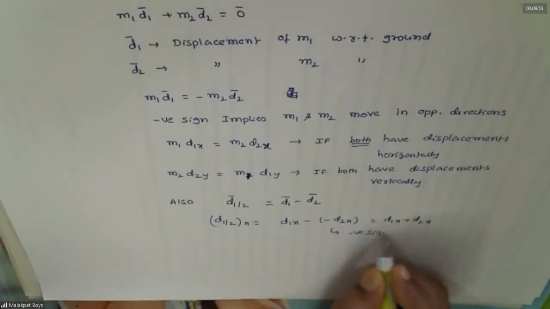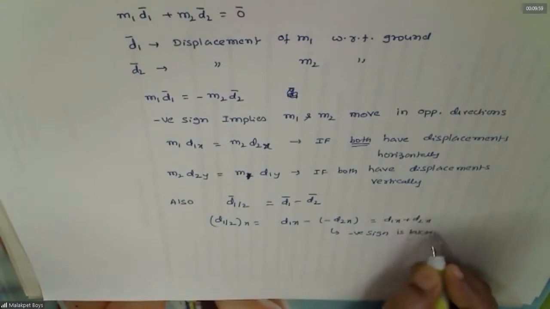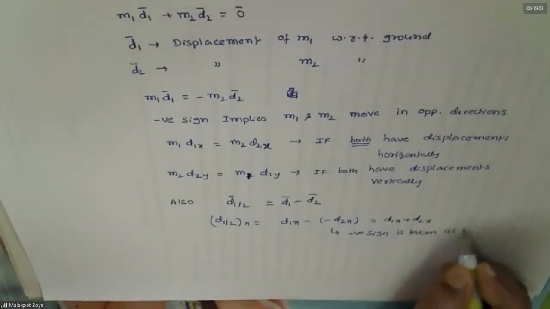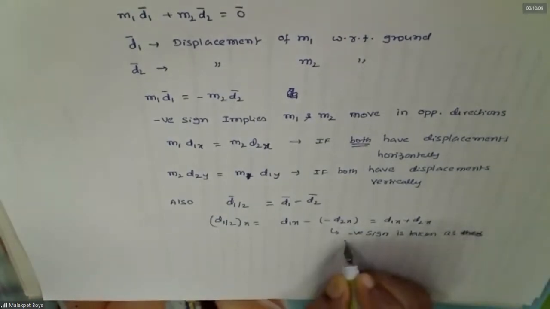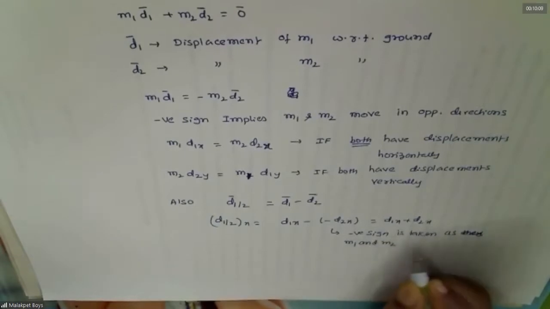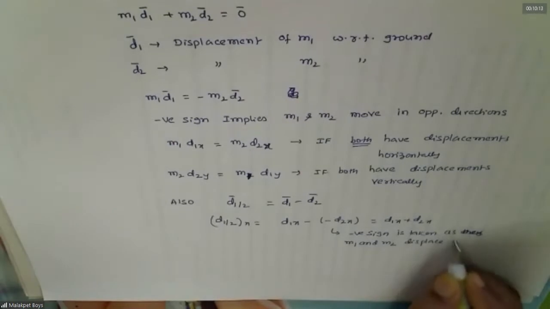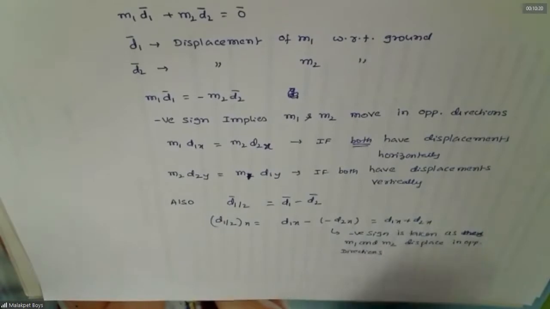Why we take the negative sign is because both are in opposite directions. M1 and M2 get displaced in opposite directions. So yes, solve those equations.